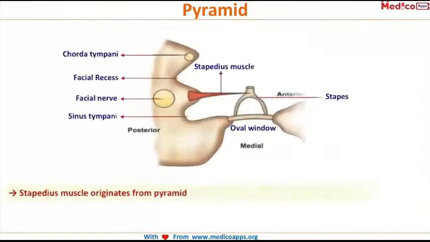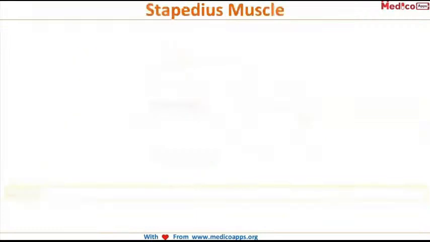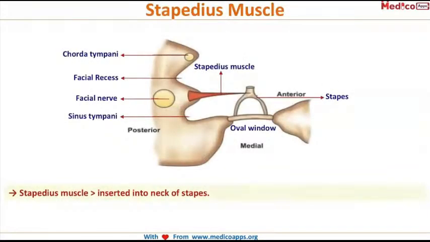So the next structure is the pyramid, and the stapedius muscle originates from the pyramid. You can see this is the pyramid and the stapedial muscle is originating from that structure. So the stapedius muscle insertion is into the neck of the stapes. You can see this is the stapes bone and stapedial muscle is inserting onto its neck.